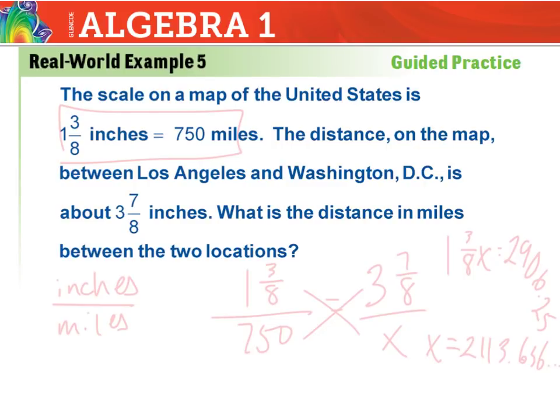So, what is the distance between the two locations? Well, it's this. It doesn't say anything about rounding or anything like that. I'd say it would be appropriate to round to the nearest whole mile. So let's go with 2,114 miles. All right. Again, we're rounding to the closest whole number. So that 6 does my rounding.